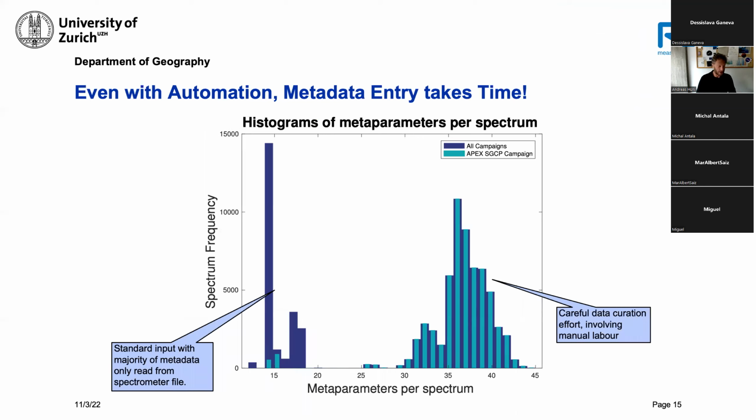And data curation is something a lot of people don't like to do, but it's really worthwhile in the long run. So this histogram here shows what happens if you just use the standard file reading. You get something like 15 meta parameters from an ASD binary file, and then we take this further and we add a lot more, and we get to a mean of, let's say, about 35 to 40 meta parameters per spectrum.